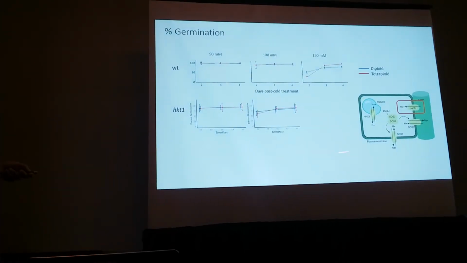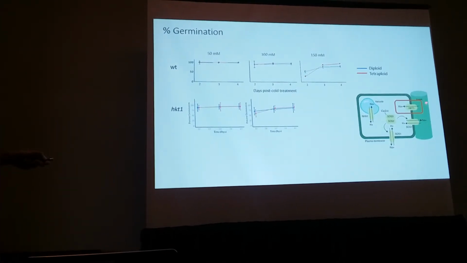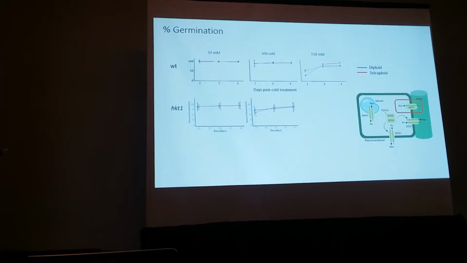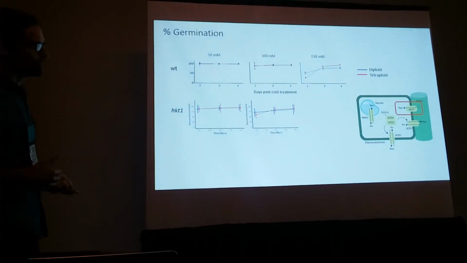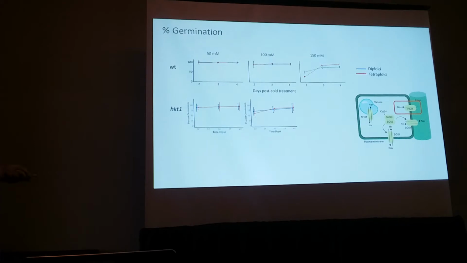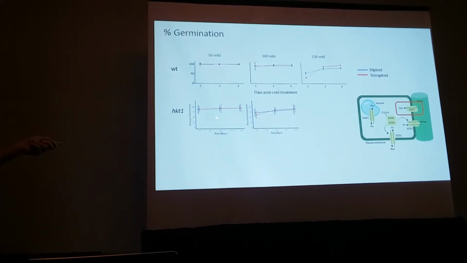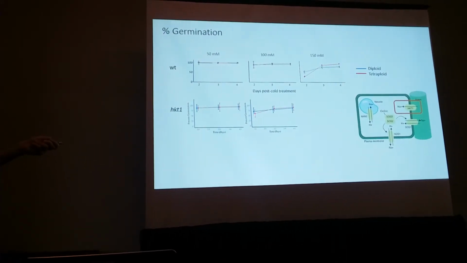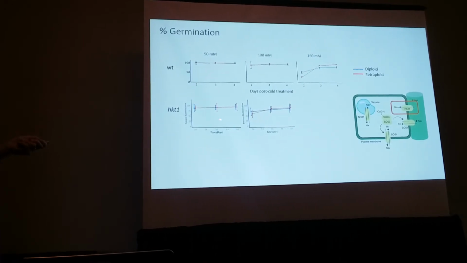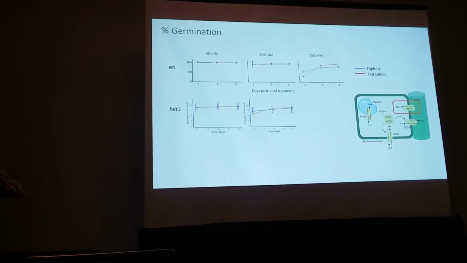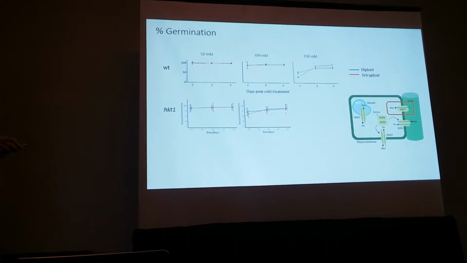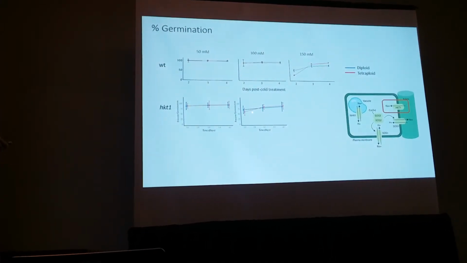Okay, so now I'll switch to HKT1, which is this transporter involved in pulling sodium out of the xylem sap, preventing it from moving up into the photosynthetic tissues. In this case, what we're seeing appears to be that the polyploid no longer has an advantage in terms of germination over the diploid. They're both impaired at 100 millimolar salt concentration.